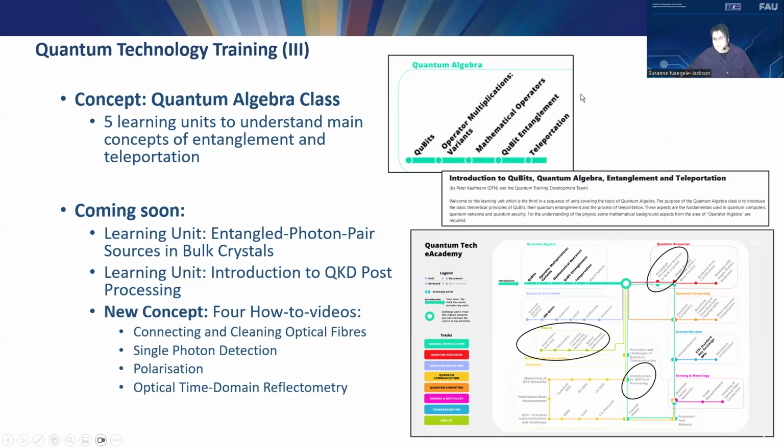for quantum technology, starting from an introductory unit to what are qubits, and then going on to explain in the end the main concepts of quantum entanglement and quantum teleportation. This was created by Peter Kaufman from DFN. And if you start out with this whole class, as you can see here, all of these are considered introductory units. You have a pretty good understanding and then can easily follow the more advanced classes later on.